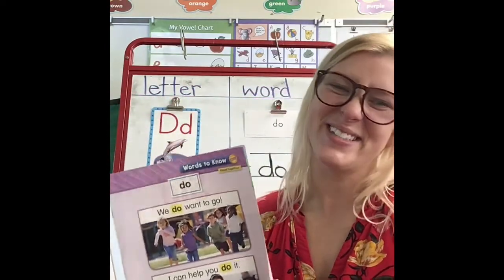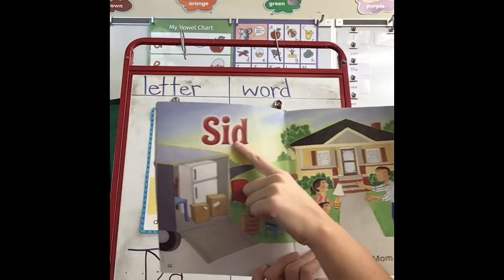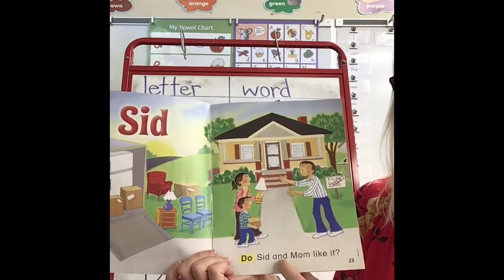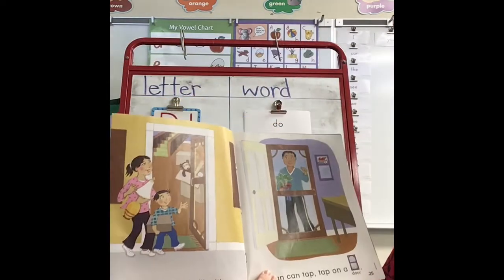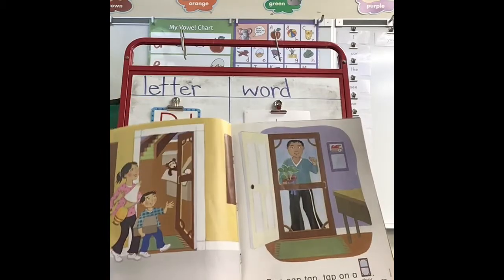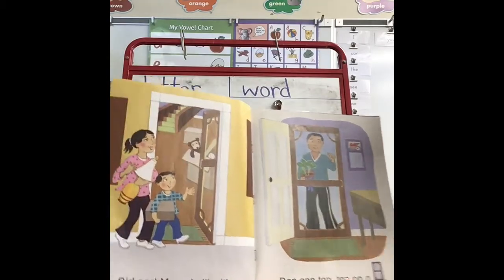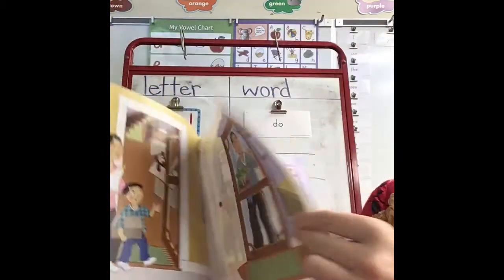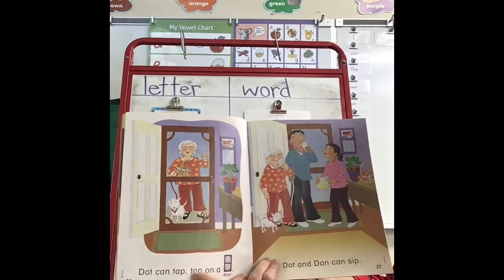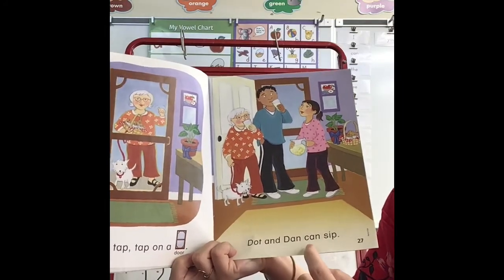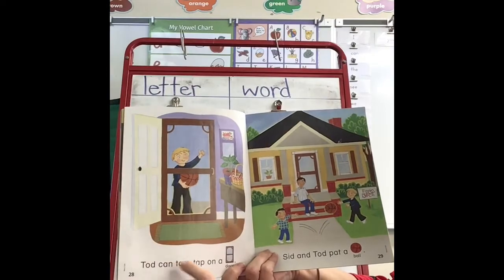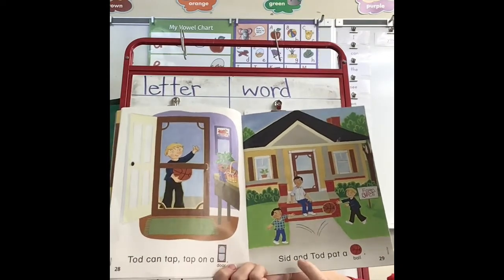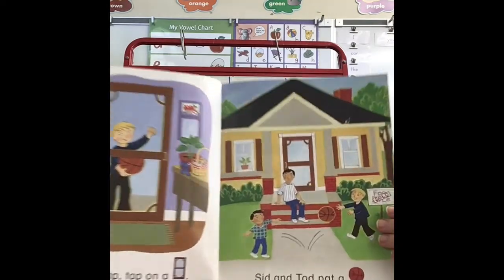Now let's read a story that uses our new word do. This story is called Sid. Do Sid and Mom like it? Sid and Mom do like it. Dad can tap, tap on a door. Dot can tap, tap on a door. Dot and Dad can sip. Todd can tap, tap on a door. Sid and Todd pat a ball.